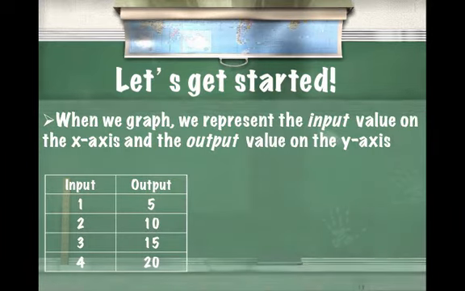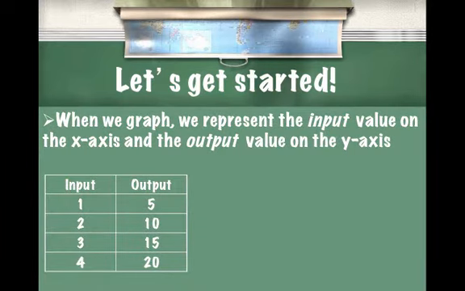When we graph, we represent the input value on the x-axis and the output value on the y-axis. Like we discovered in class, the x-axis is the horizontal line, the y-axis is the vertical line. All of the input numbers would get placed on the x-axis, and the output numbers would be on the vertical y-axis. As I've said before, I remember it by saying y go out, okay, when you can stay in and watch TV. So y goes out, the output is always on the y-axis.